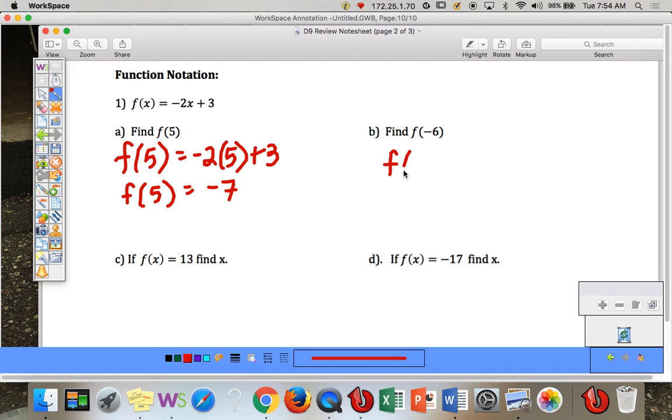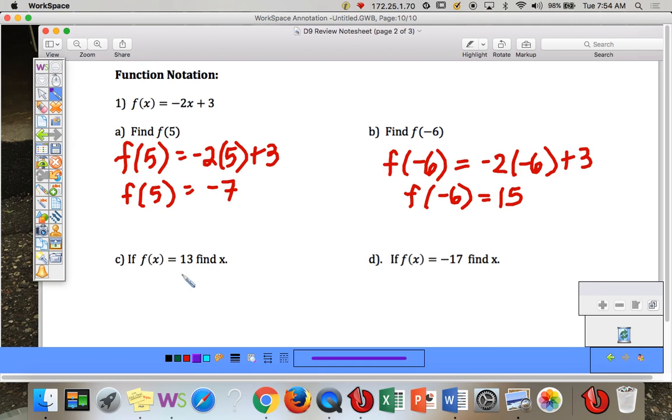F of negative 6 is negative 2 times negative 6 plus 3. This would be 12 plus 3, which is 15. So we say when we plug in a negative 6, we get 15 for an answer. Now that's different than C and D. C and D, they give you the output. They want you to find the input. So this is saying the answer is 13, find x.